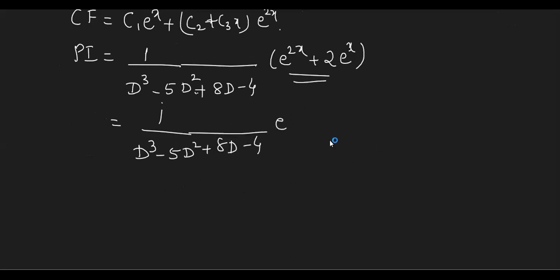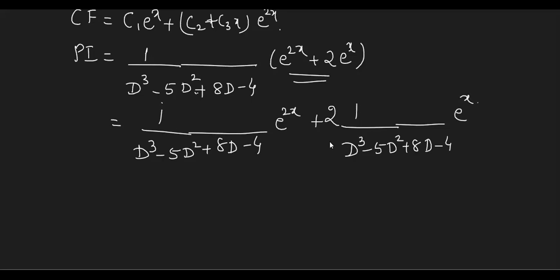So the first function is e raised to 2x. In between, if there is a plus, I have to write it as plus; if minus, I have to write it as minus. This is 2 into e raised to x, so I'll write it here, 2 e raised to x. Now here I'll apply one technique. I'll explain at the end.